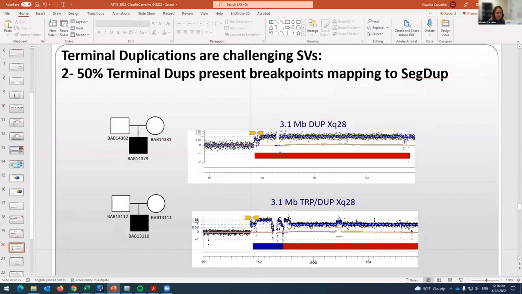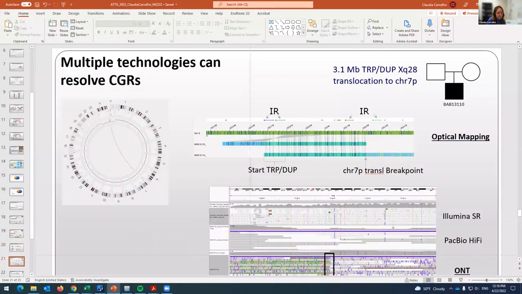For instance, in these two cases here, the terminal duplications were mediated by segmental duplications. In this case, inverted repeats, and the same inverted repeats actually caused another terminal duplication that consisted of a triplication followed by a duplication. So despite the inverted repeats being the same, the structures are different. In each of these cases, the results were different as well.